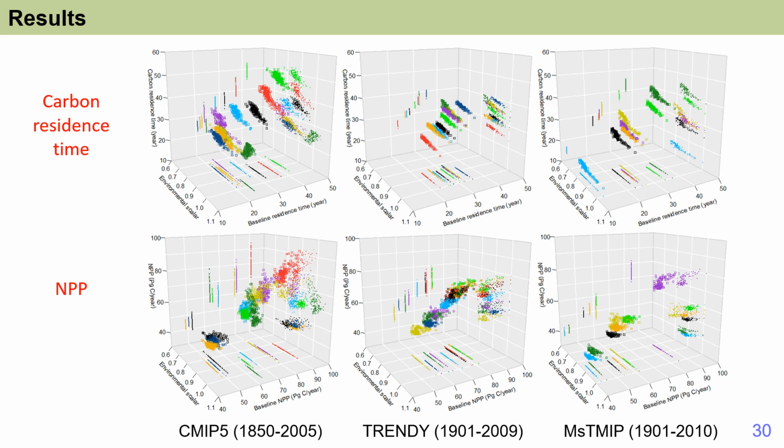Carbon residence time is further traced to baseline carbon residence time and environmental scalars. Similarly, NPP is traced back to baseline NPP and environmental scalars. The baseline carbon residence time and baseline NPP among the models in the 3 MIPs can differ as much as threefold. In contrast, the environmental scalars are more convergent among the models for both carbon residence time and NPP, indicating that the large differences in carbon residence time and NPP across models are caused by the differences in their baseline carbon residence time and baseline NPP, not much due to the environmental scalars.